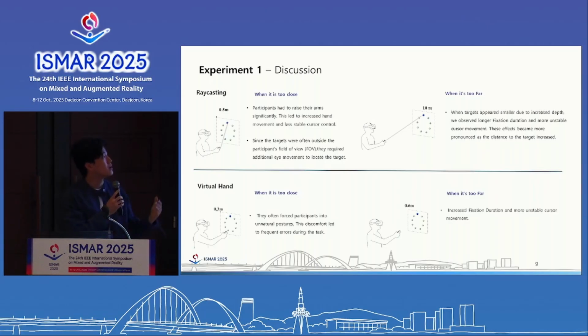And when it's too far, when the target appears smaller due to increased depth, we observe longer fixation duration and more unstable cursor movement. And these effects became more pronounced as the distance to the target increased.